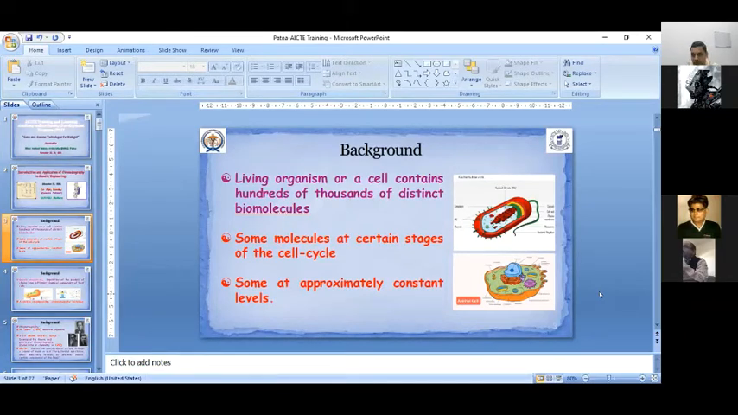Some of these molecules may be present in a large amount, that is, structural proteins, and some may be present in traces, like intermediates of metabolic pathways. Some of the molecules are synthesized transiently during the cell cycle as a metabolite, and some others are present at an approximately constant level. It means that when we separate a protein or extract a compound from a cell, there will be a plethora of compounds, right?